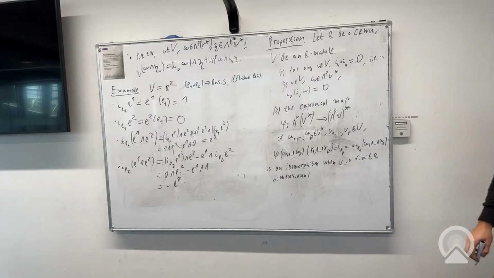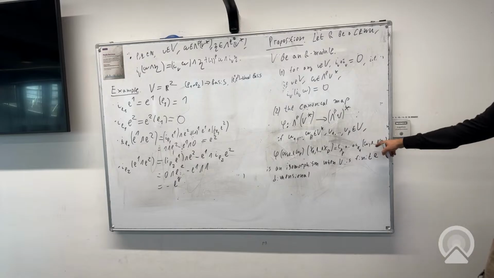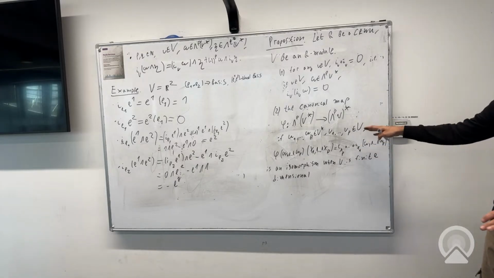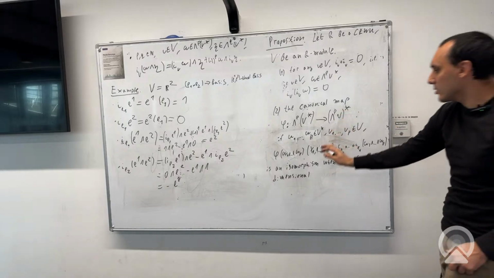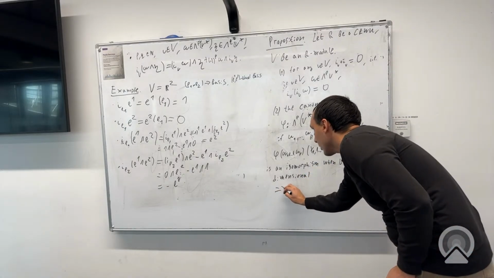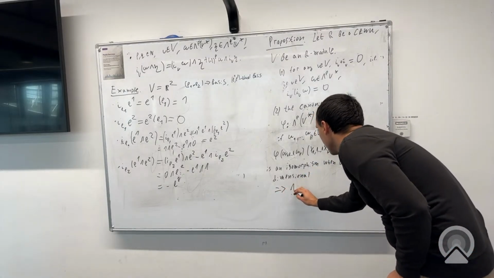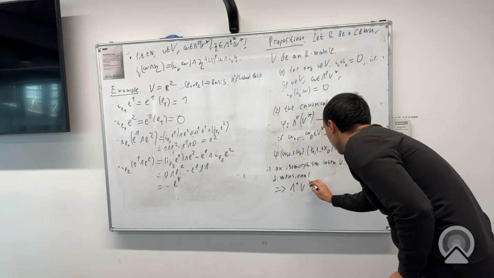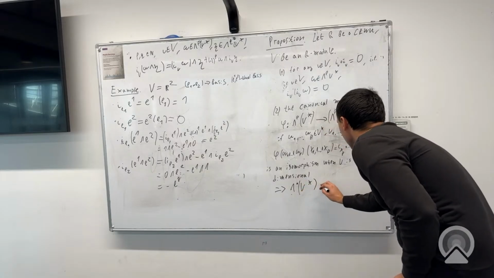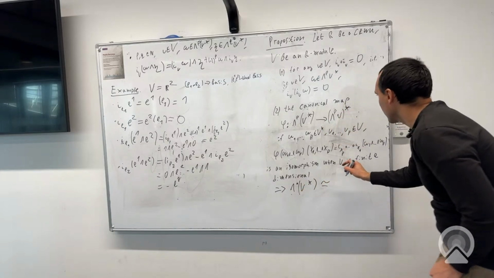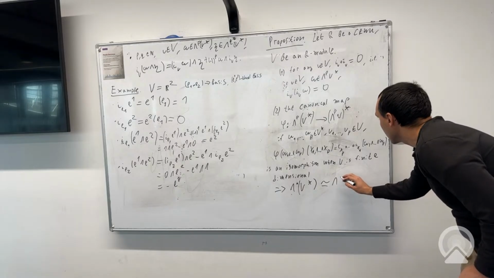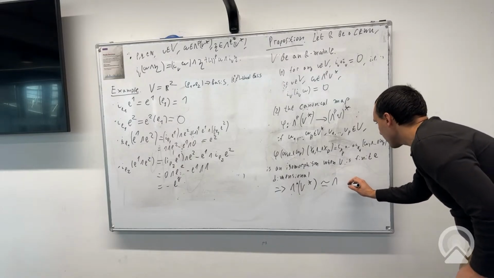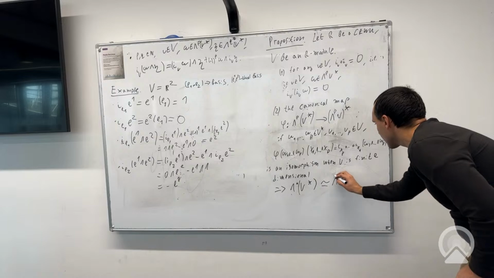Sorry? Yes. This is the canonical map. It's defined everywhere, but it's an isomorphism when V is finite dimensional. And so we therefore have also that Lambda, the whole algebra of V star, is isomorphic to the dual space of this algebra here.